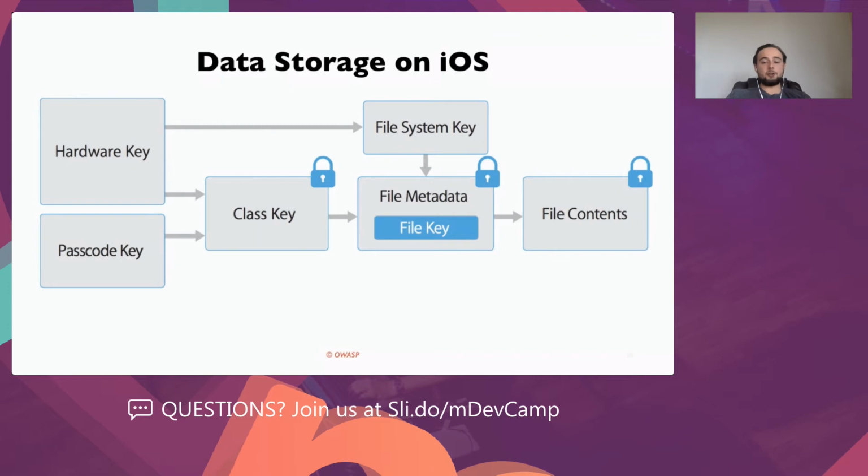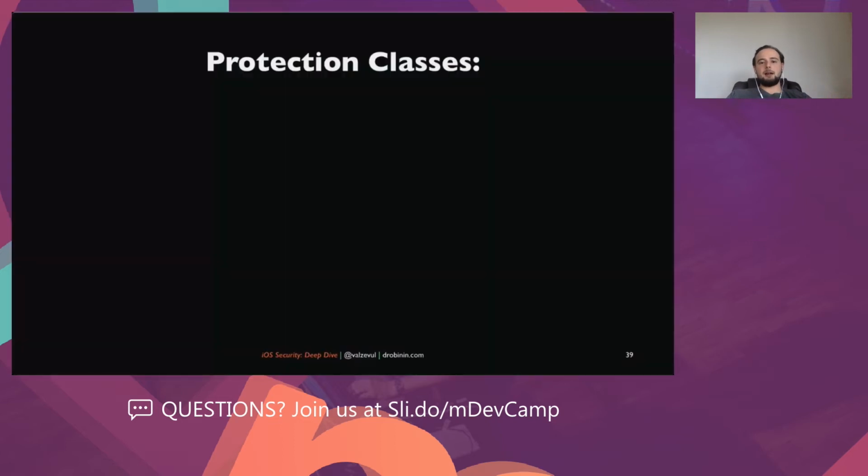So the data storage in iOS is organized fairly straightforwardly: the hierarchy of keys, files, metadata. And to interact with that, we have access to so-called protection classes. The first and most common is the complete protection, which means the passcode and device UID key are wiped from memory shortly after the device is locked. That's the complete protection.